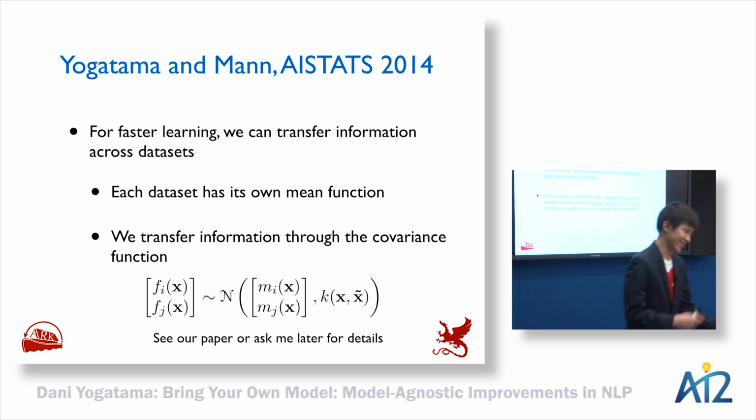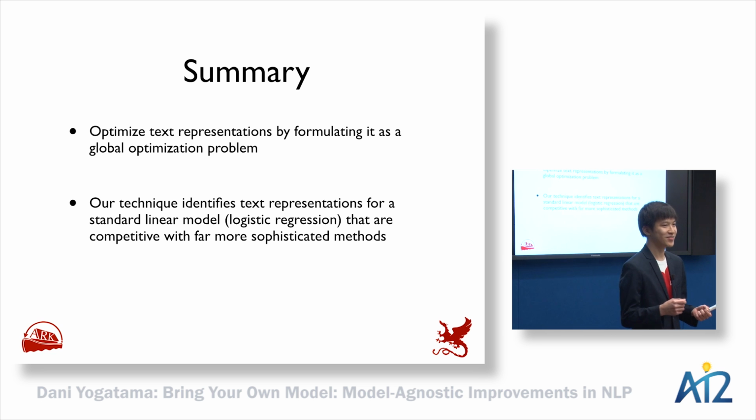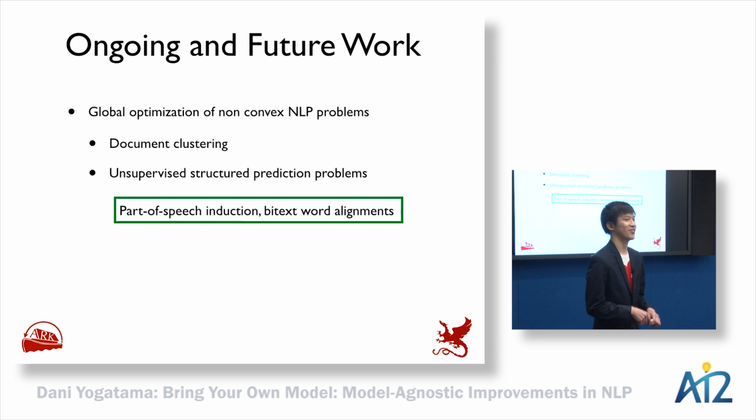Okay, so just to summarize, in the second part of the talk, I've talked about how we can optimize text representation by treating it as a global optimization problem. I've shown that we can get really good results using a very simple model. It's comparable with some of the more sophisticated models, and in some cases, it's even around the state of the art. Okay, I would like to conclude by mentioning some of my ongoing and future work.